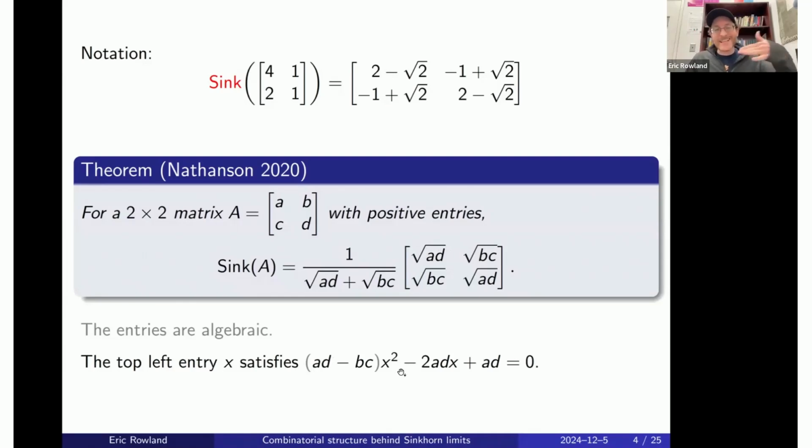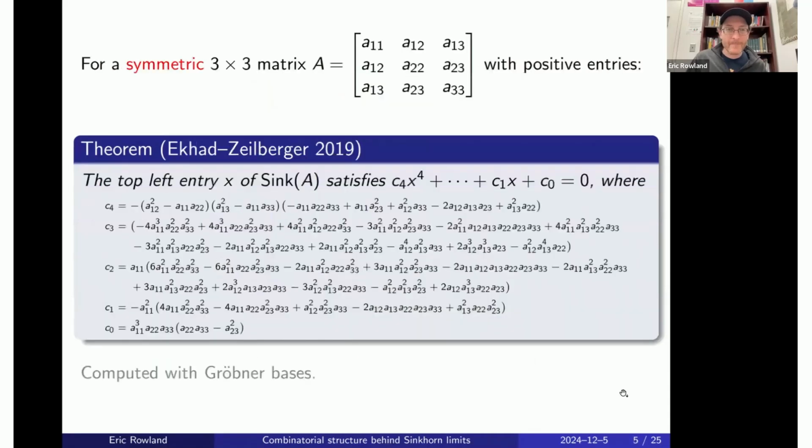And the reason I wrote this equation here is because as we go up, the degrees of the algebraic numbers are also going to go up, and at some point we won't be able to have nice closed forms for them. We'll have to write out polynomial equations for them instead. So for 3x3 matrices, for symmetric 3x3 matrices, this is from a paper of Ekhad and Zeilberger. The top left entry of the Sinkhorn limit of a symmetric 3x3 matrix with these entries is given by this. So this is a degree 4 equation with these fairly complicated coefficients. And Ekhad computed these using Gröbner bases, not just for the top left entry, but for all 9 entries, or I guess all 6 entries, since it's a symmetric matrix.